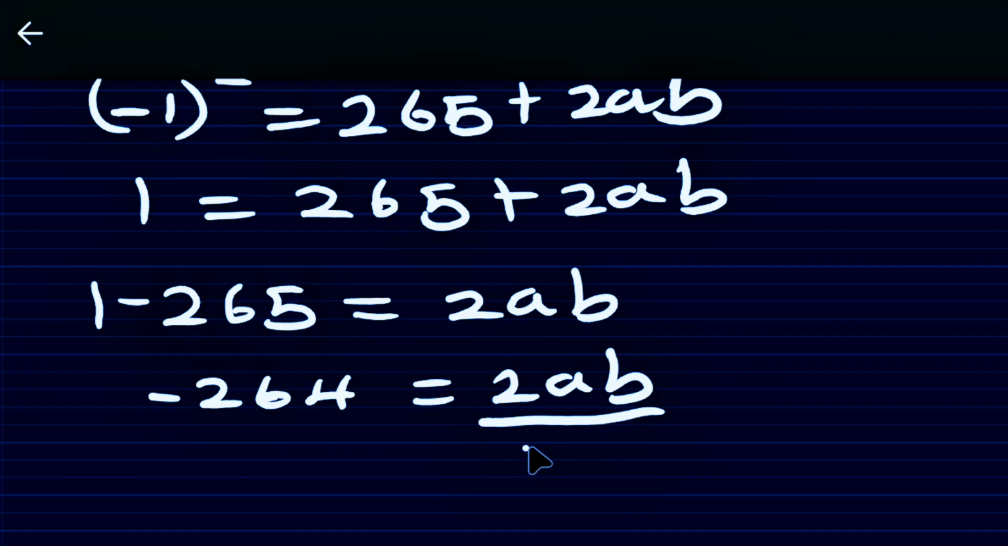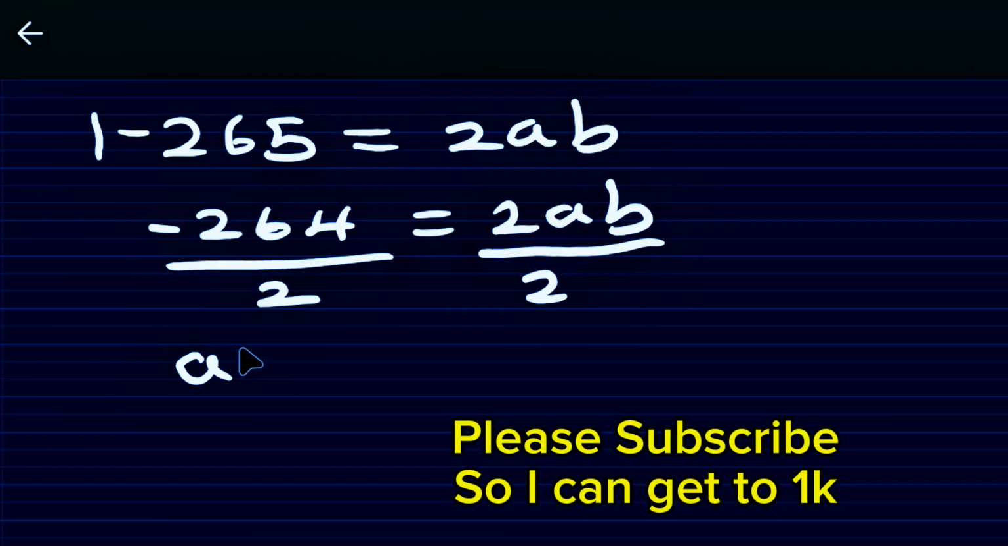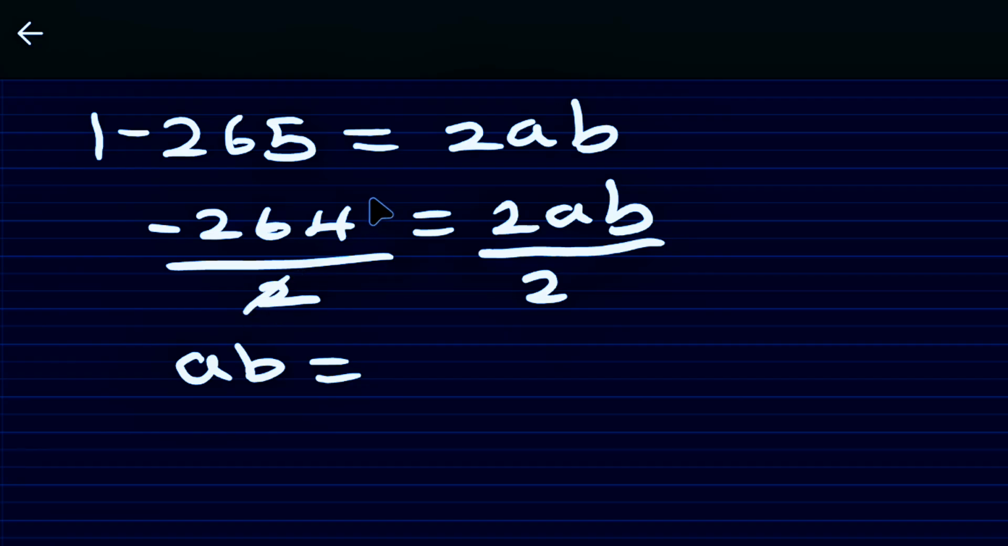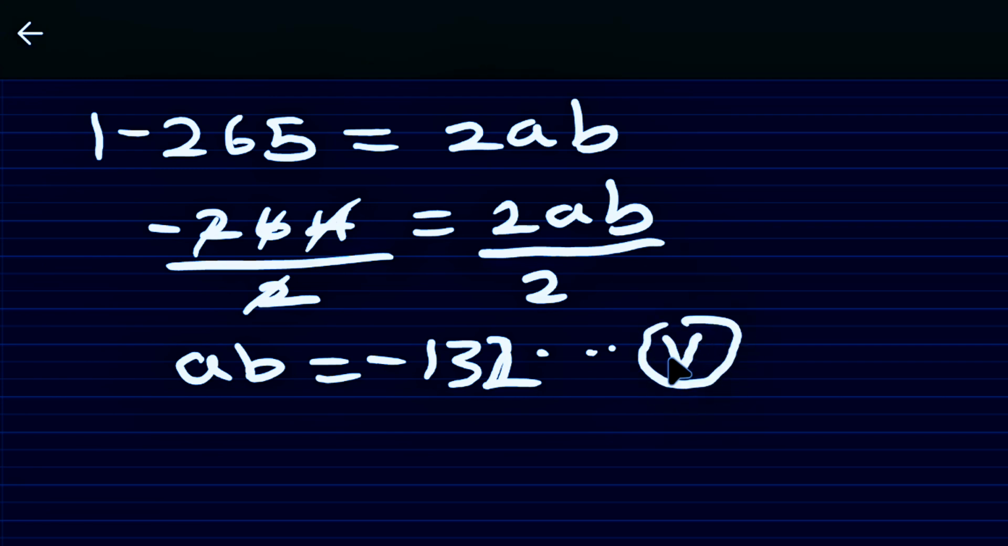So we'll divide this by 2 and divide this by 2. It simply means that ab will be equal to, 2 divided into 4 is 2, 2 divided into 6 is 3, and 2 divided into 2 will give us 1. So we have, sorry, 2 divided into 4 equals 2. So we have minus 132 as the value of ab. And this is equation 5.